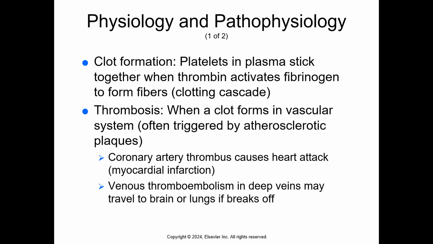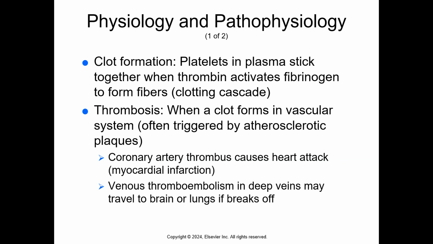So the way that clots are formed, we have platelets and plasma that stick together when thrombin activates fibrinogen to form fibers. It's called a clotting cascade. And if you look at page 300, there's a huge illustration of the clotting cascade. You don't necessarily have to memorize all of that, but just know it's like a positive effect. Okay, so I have platelets that are triggered to stick together because thrombin activates fibrinogen to form fibers. So I have a clot.